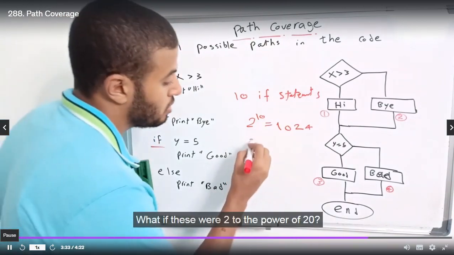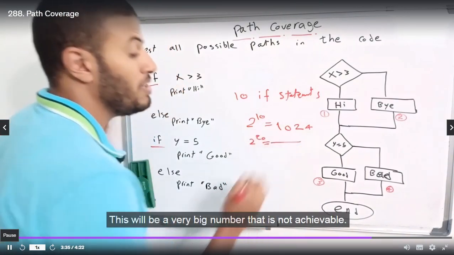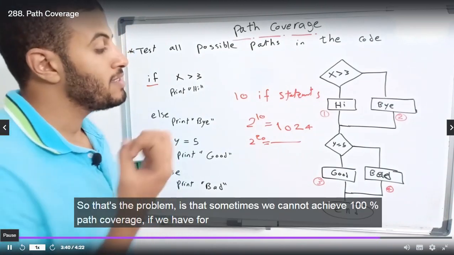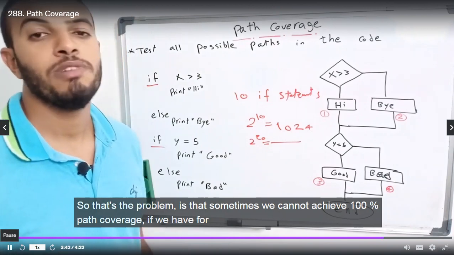What if this were 2 to the power of 20? This will be a very big number that is not achievable. So that's the problem, that sometimes we cannot achieve 100% path coverage.